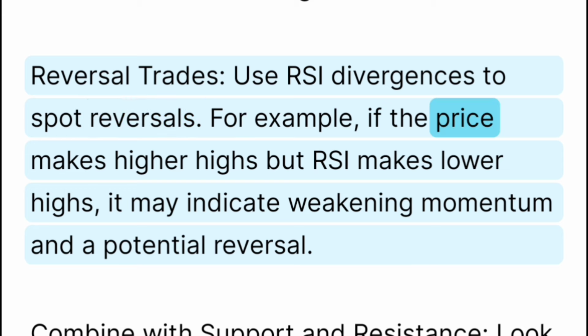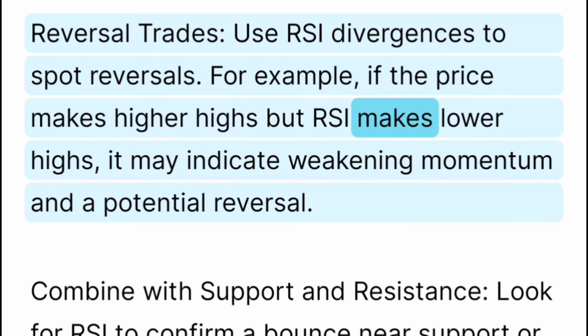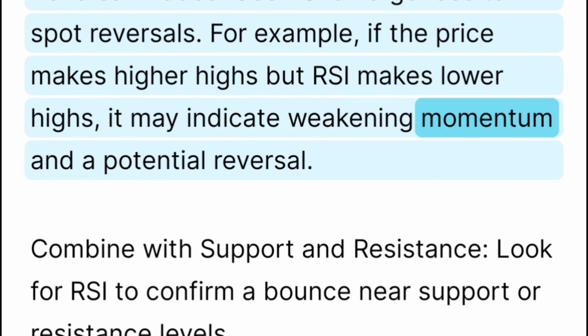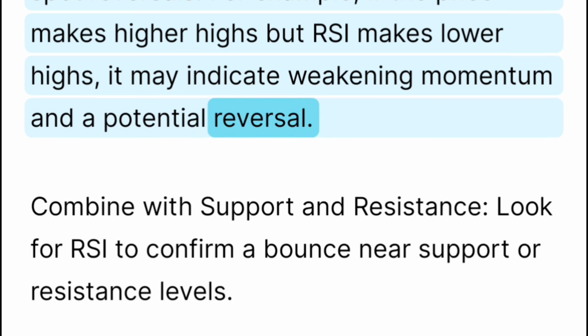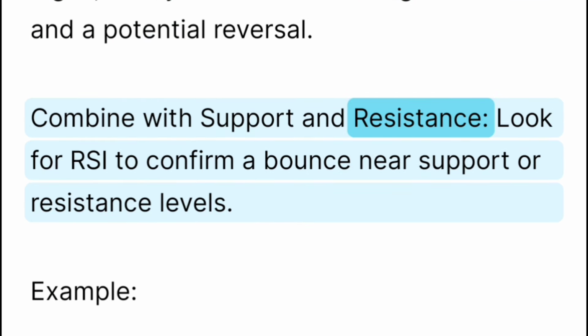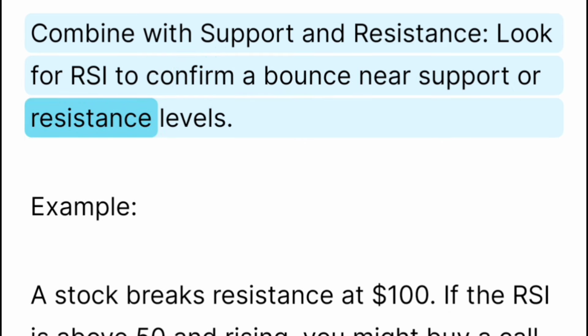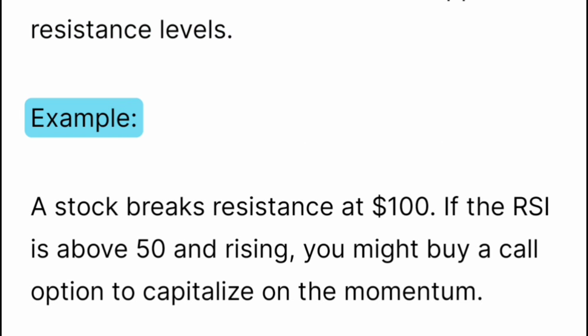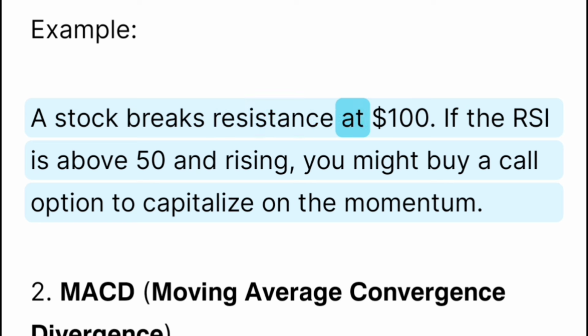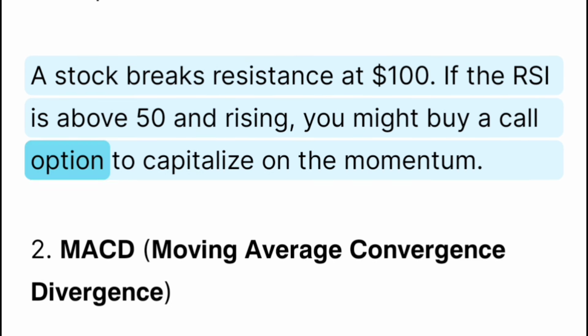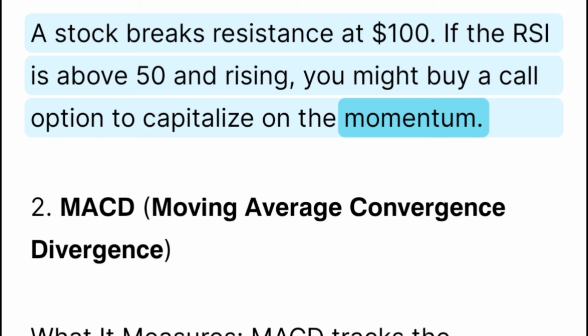For example, if the price makes higher highs but RSI makes lower highs, it may indicate weakening momentum and a potential reversal. Combine with support and resistance. Look for RSI to confirm a bounce near support or resistance levels. Example, chart. A stock breaks resistance at $100. If the RSI is above 50 and rising, you might buy a call option to capitalize on the momentum.